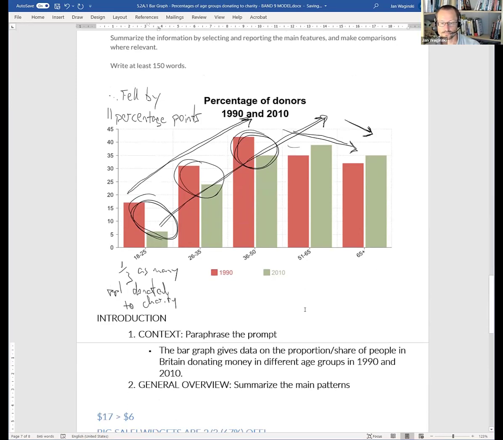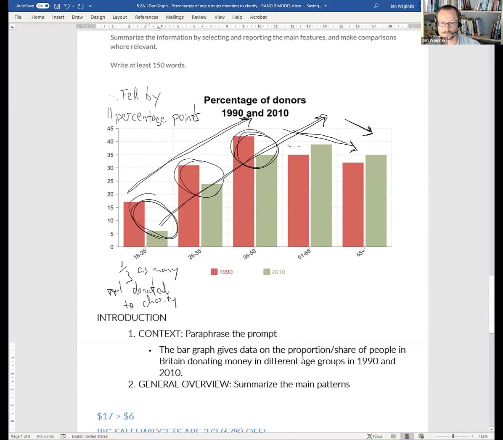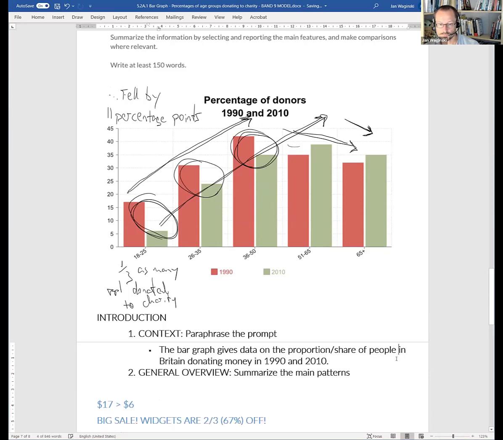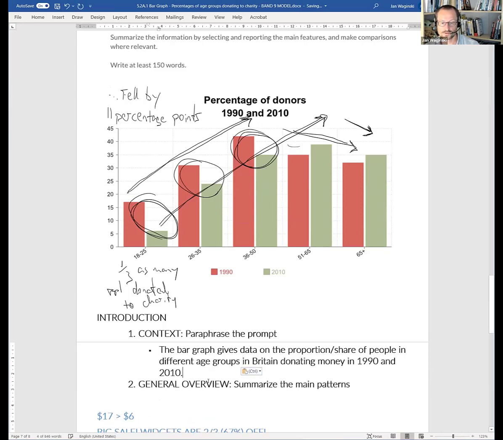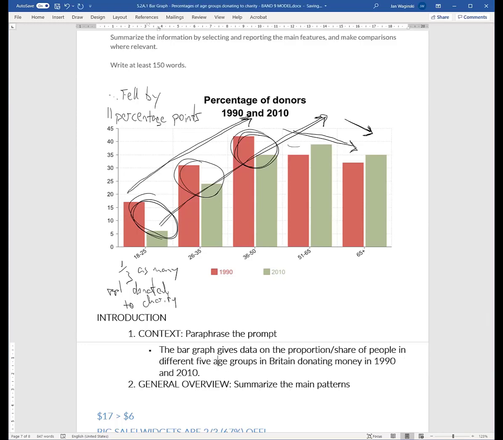It should be by different age groups. Share of people. We're going to move this in different age groups. Here we go. The share of people in different age groups in Britain donating money in 1990 and 2010. How many different age groups? 5. So we're going to add that. Five different age groups. Oh, sorry about that. On 5 different age groups.